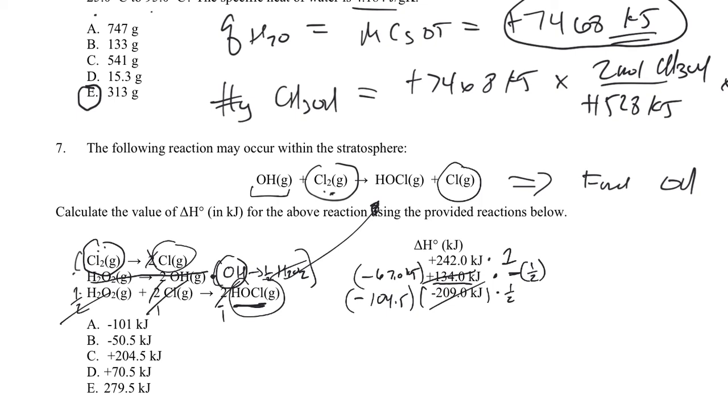So I'm doing 242 for the first reaction as is, plus negative 67.0, plus negative 104.5. I get 70.5 positive. So it's just kind of a puzzle, just trying to see how you need to manipulate the reaction so you can see how you need to manipulate the delta H's.